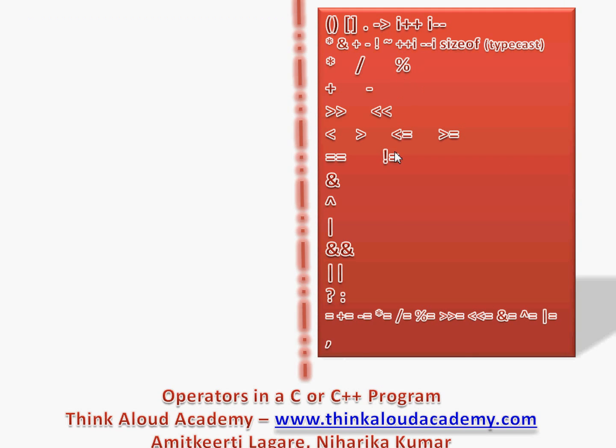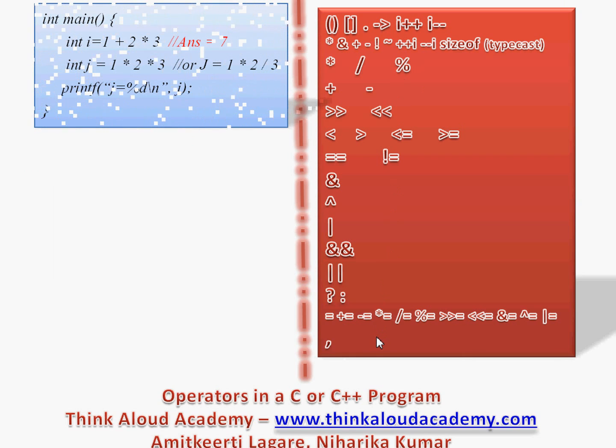So here I have listed all the operators on the right hand side, and I will try to pick each of the examples. In this case, the first line says 1 plus 2 star 3. So I see that the star operator is much ahead of the plus operator. So star will be evaluated first, then plus, because plus comes below star. So 2 star 3 is evaluated first, then 1 is added to it.